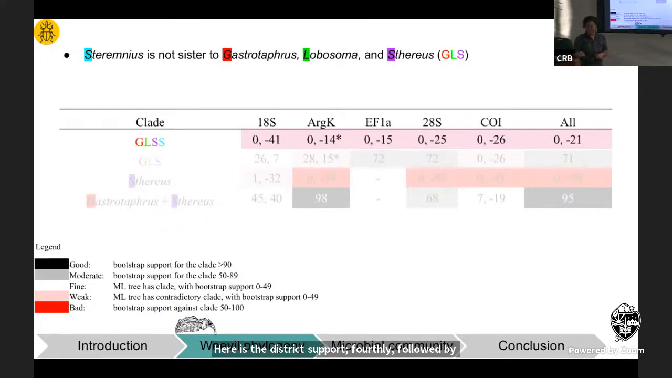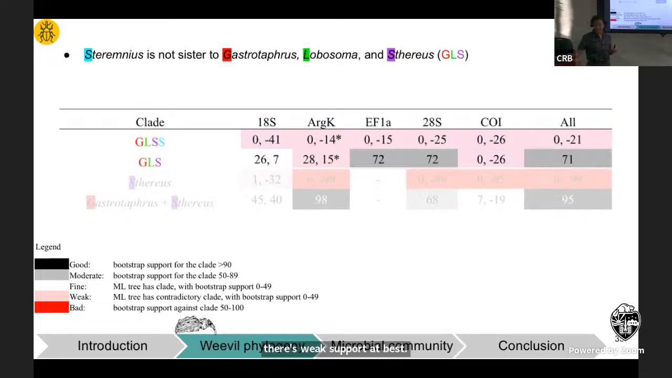So, long story short, what we see here is that not only was that clade not in the maximum likelihood tree in all genes, but it also doesn't occur in any of the genes individually, and there's weak support at best, and really there's low moderate support for a contradictory clade.